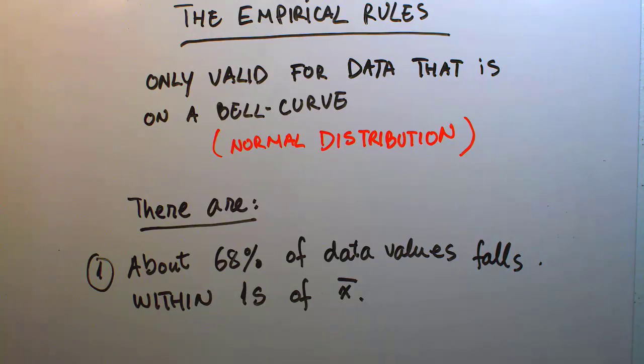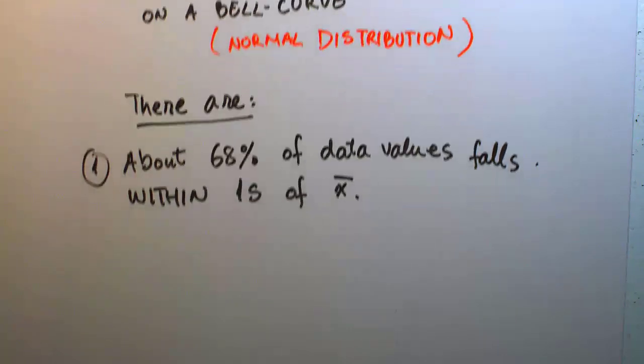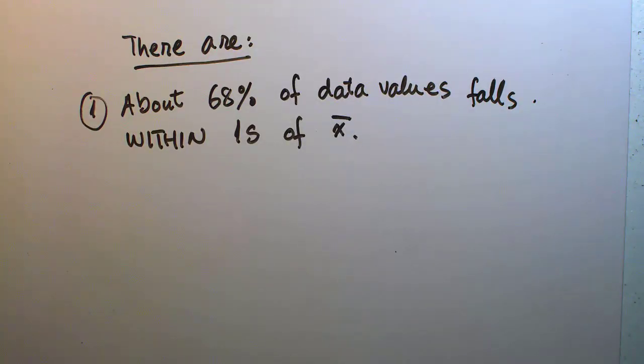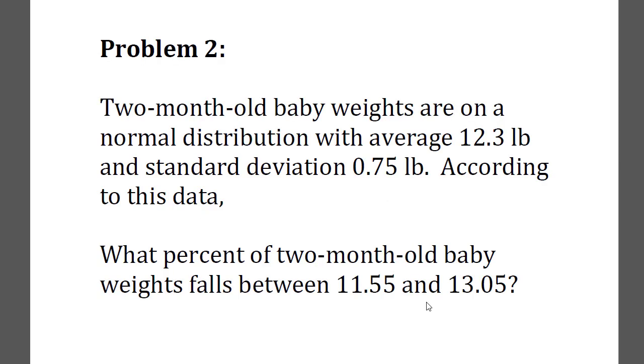Now as you start seeing that through the picture, and I also write it down on my writing board, let's look back at our problem. Problem number 2 is the one we were unable to find an answer for earlier, but let's have a look at it one more time. If we can make use of that piece of information where it says 2-month-old baby weights are on a normal distribution.